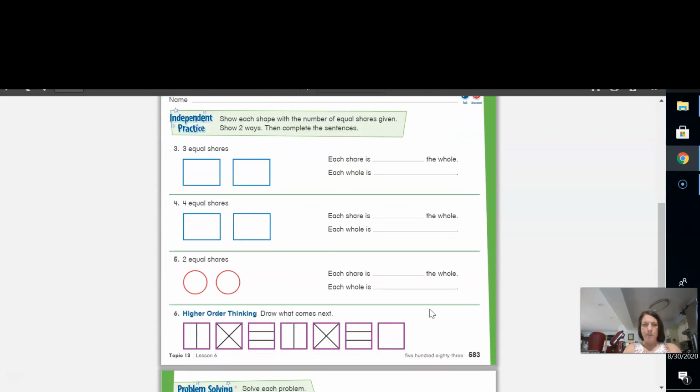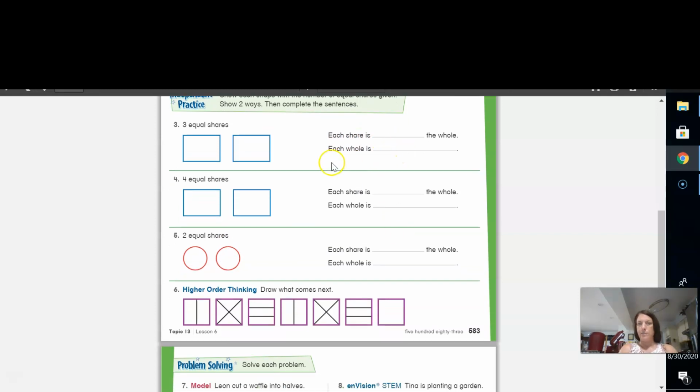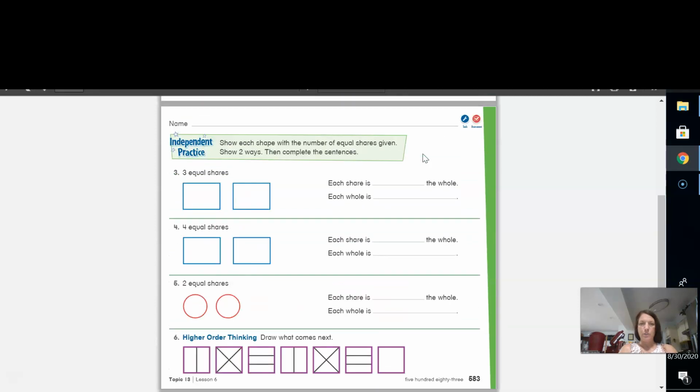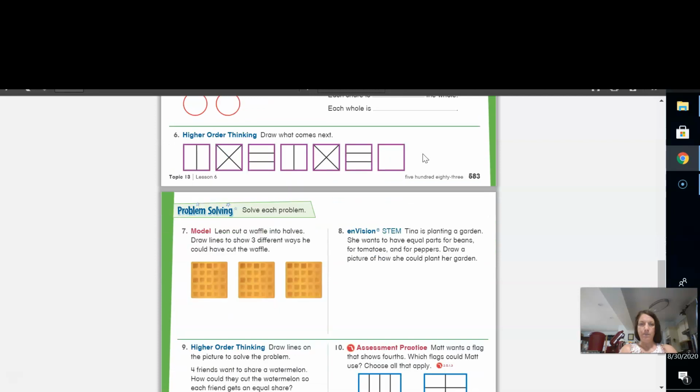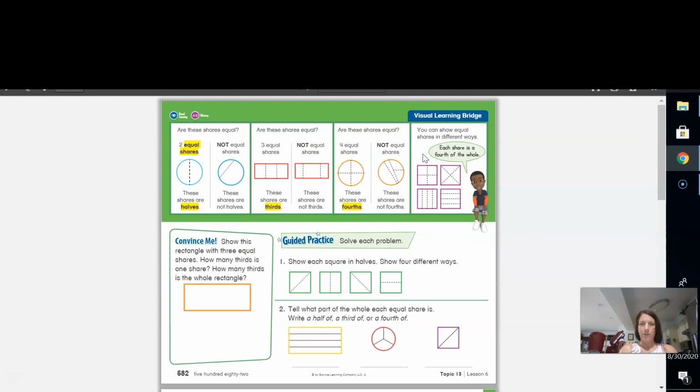On this page, you're going to find 2 different ways to make 3 equal shares here, and 2 different ways to make 4 equal shares here, and 2 different ways to make 2 equal shares here. And then you're going to complete these sentences. Each share is how much of the whole. And then you're going to tell me how many pieces the whole thing has once you've divided it. So I want you to finish page 583 and 584 for this lesson 13.6. You can get to work on that.